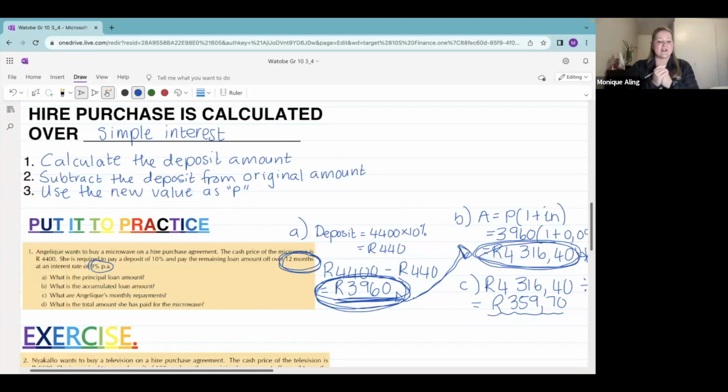And then D, what is the total amount she has paid for the microwave? What does she end up paying in total for this microwave? Who can tell me? Anybody?